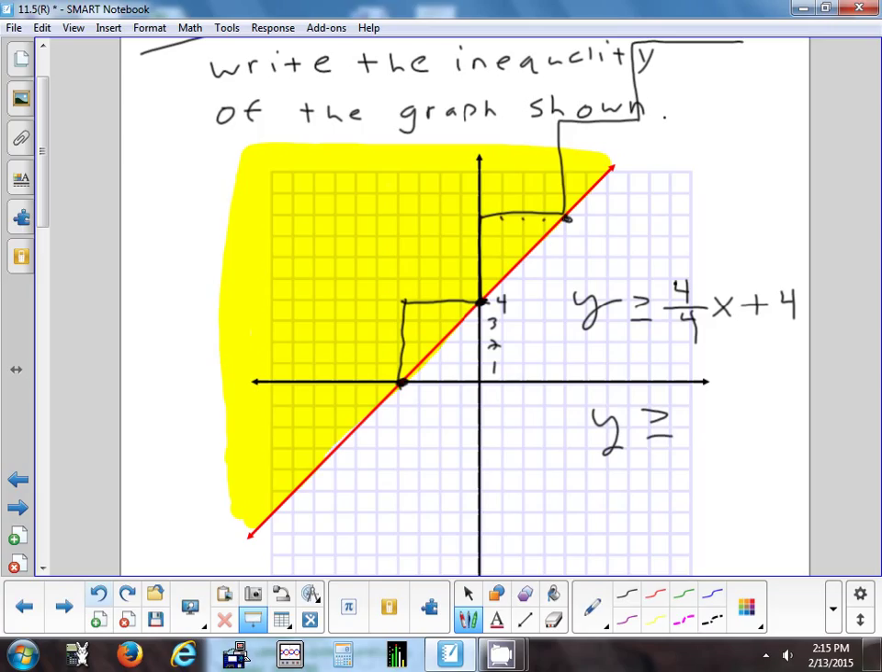Okay, last step. What's 4 divided by 4? Let's reduce that. One. So do we need to put the 1 in front of the x? No. So there's the inequality that I drew right there. Y is greater than or equal to x plus 4. Okay? Any question on that one? So that's a little different. They give you the answer and then you're coming up with the inequality.